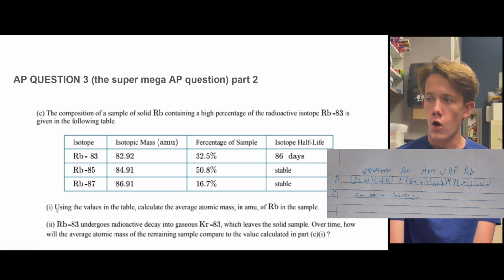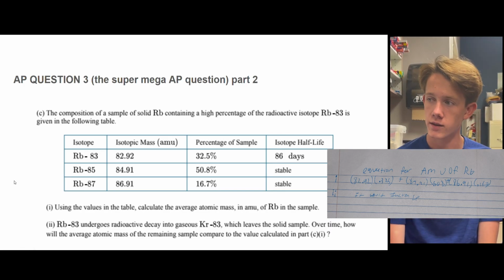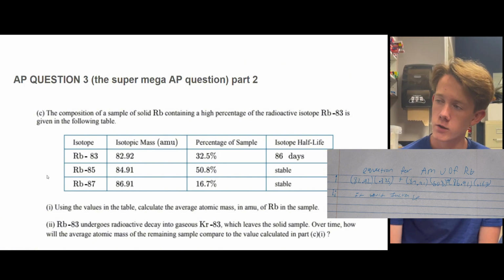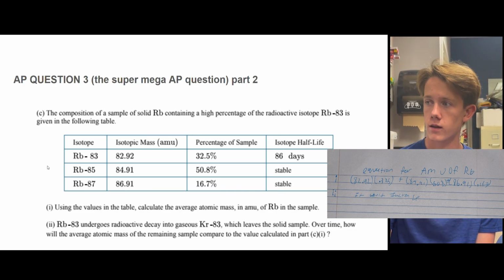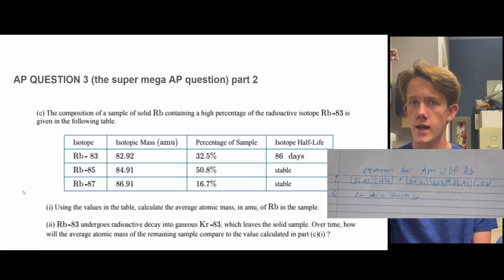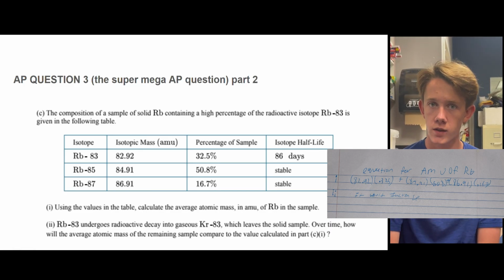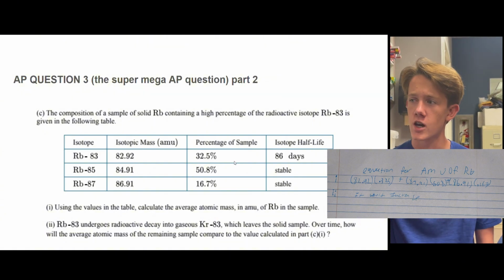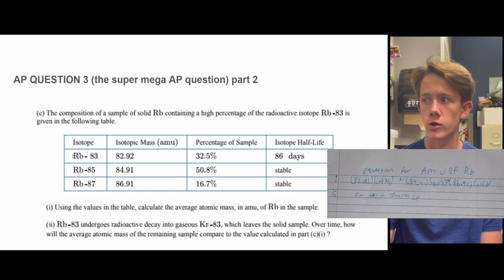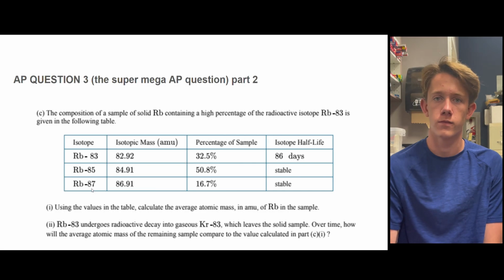Overall, the average atomic mass will increase because as Rb-83 decreases, this will increase the average isotopic mass between the three samples. This is because Rb-83 has the lowest mass of any of the three isotopes we're given. So when it disappears, that's eliminating the outlier, which will shift the average atomic mass to the higher numbers, or 84.91, and Rb-85 and Rb-87. That's it.